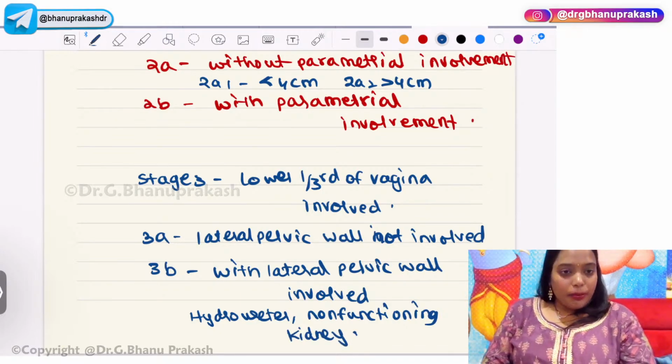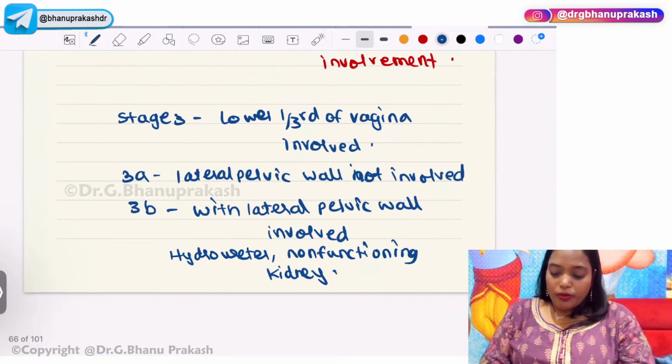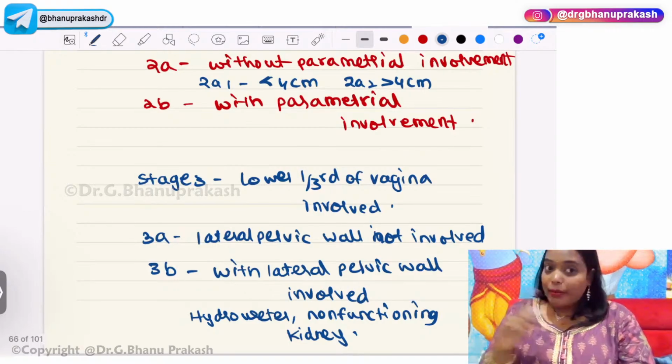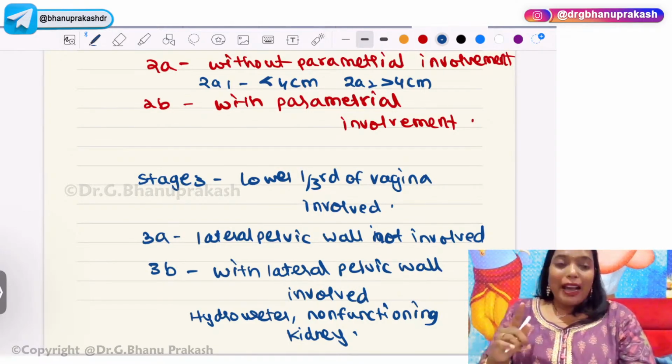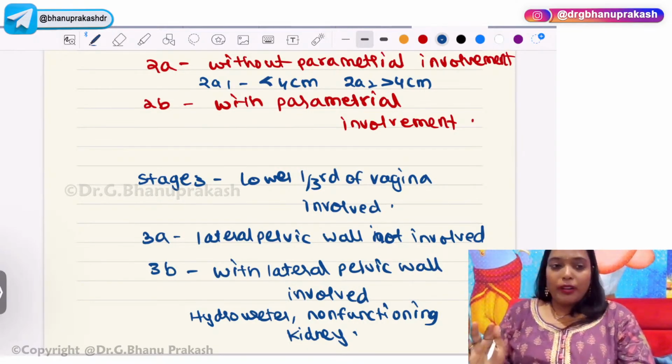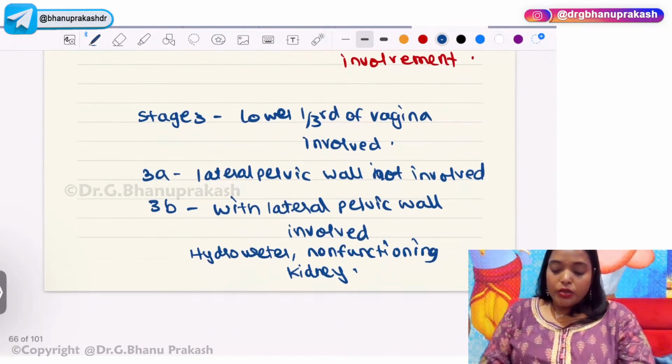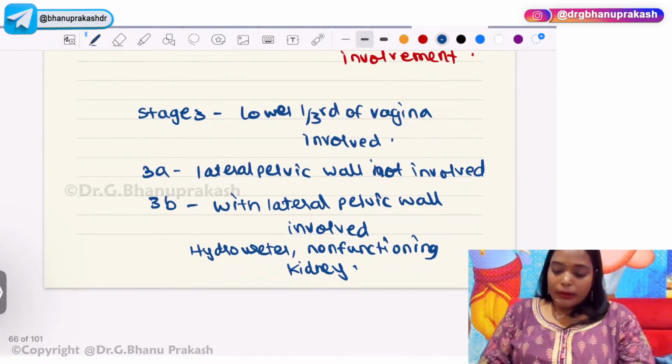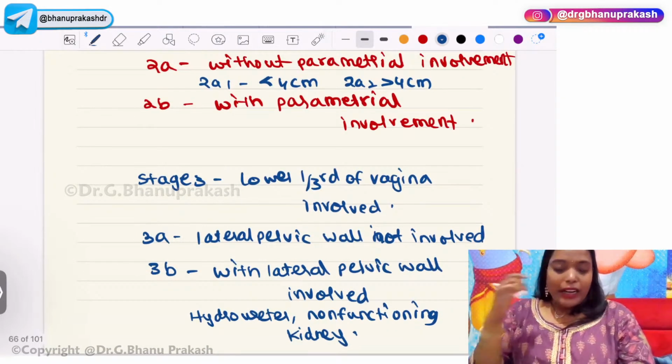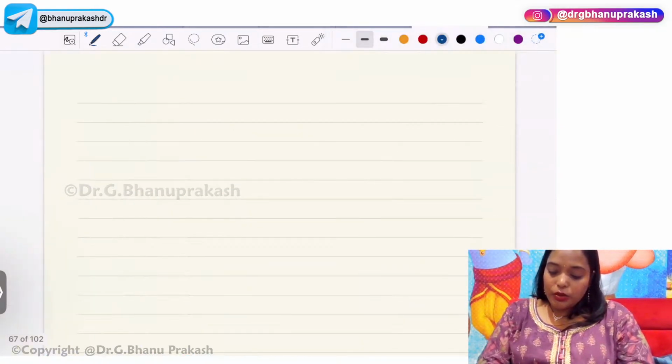So 3A, lateral pelvic wall not involved. 3B, lateral pelvic wall involved. A means not involved. So in stage 2, parametrium involvement is important, and in stage 3, the lateral pelvic wall is important. 3B also has hydroureter and non-functioning kidney.